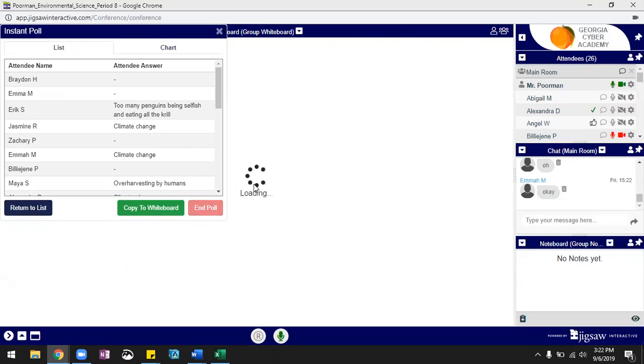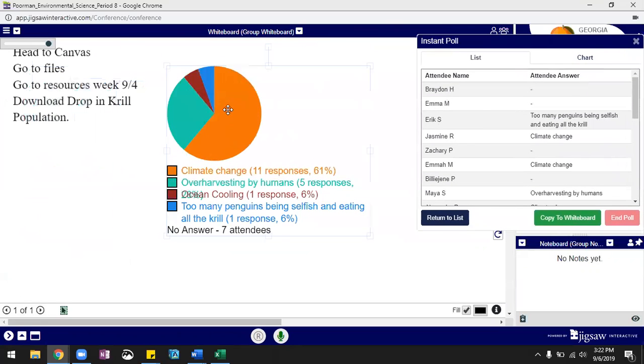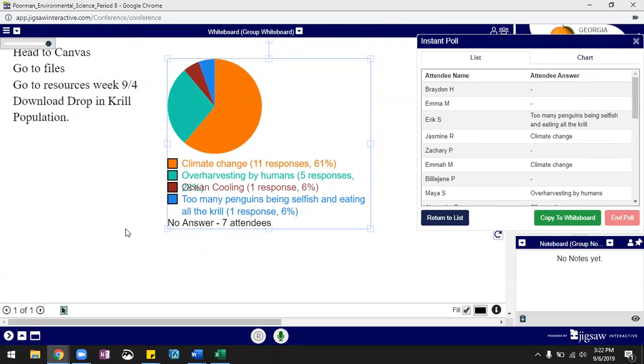All right, so let's pull that up here. Wow, 7 people didn't answer. 8th period, that's shocking to me. But it seemed like we had 11 people say that climate change was the main reason. And we had over-harvesting by humans as another main reason. So it seems like there was a split between those. Someone thought it was ocean cooling. Someone else thought that it was that penguins were being selfish and eating all their krill. Well, the last one, D, that's not it at all.